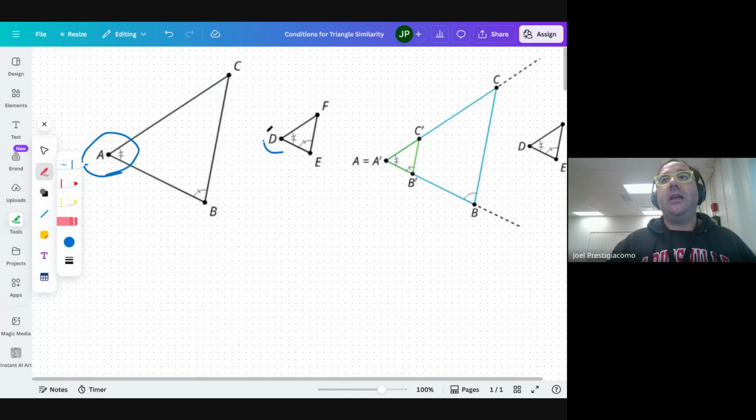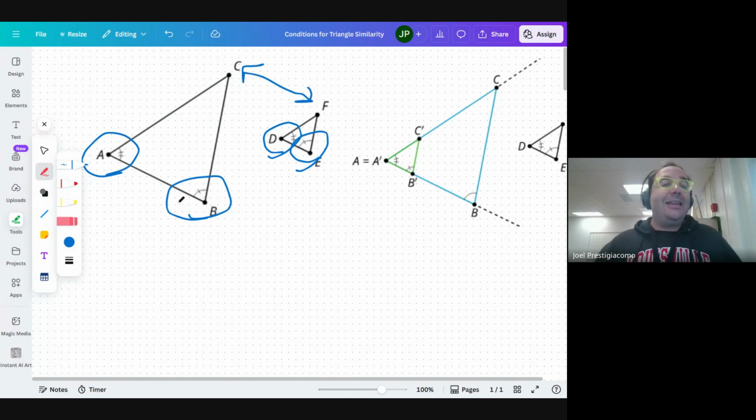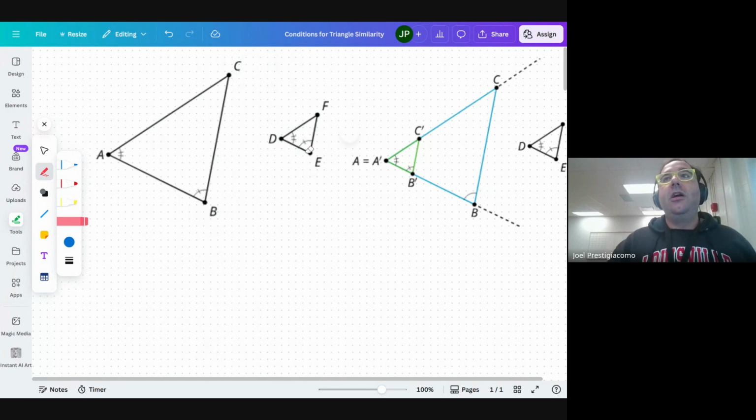So for instance, we see here angles A and D both have the same markings. Angle B and angle E both have the same markings. So this implies that angles C and F need to also be equal, right? If you follow the logic triangle to triangle, then that needs to be true. So we only need two angles.